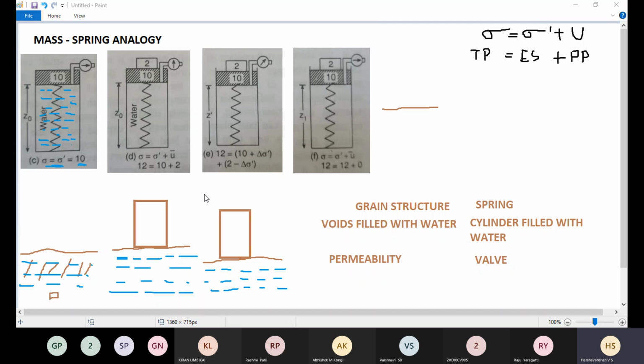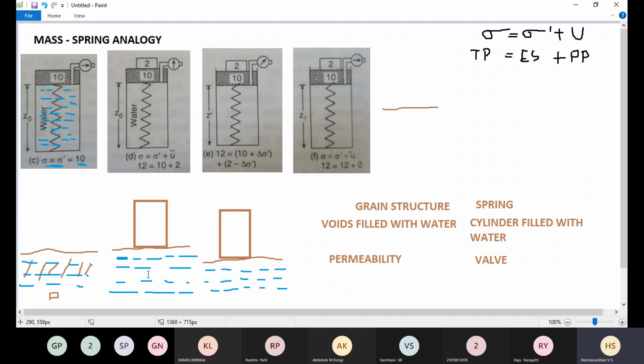Analogy means it is a comparison of two things which are similar to each other for the purpose of explanation or clarification. So this mass spring concept is compared to the consolidation process of the soil.